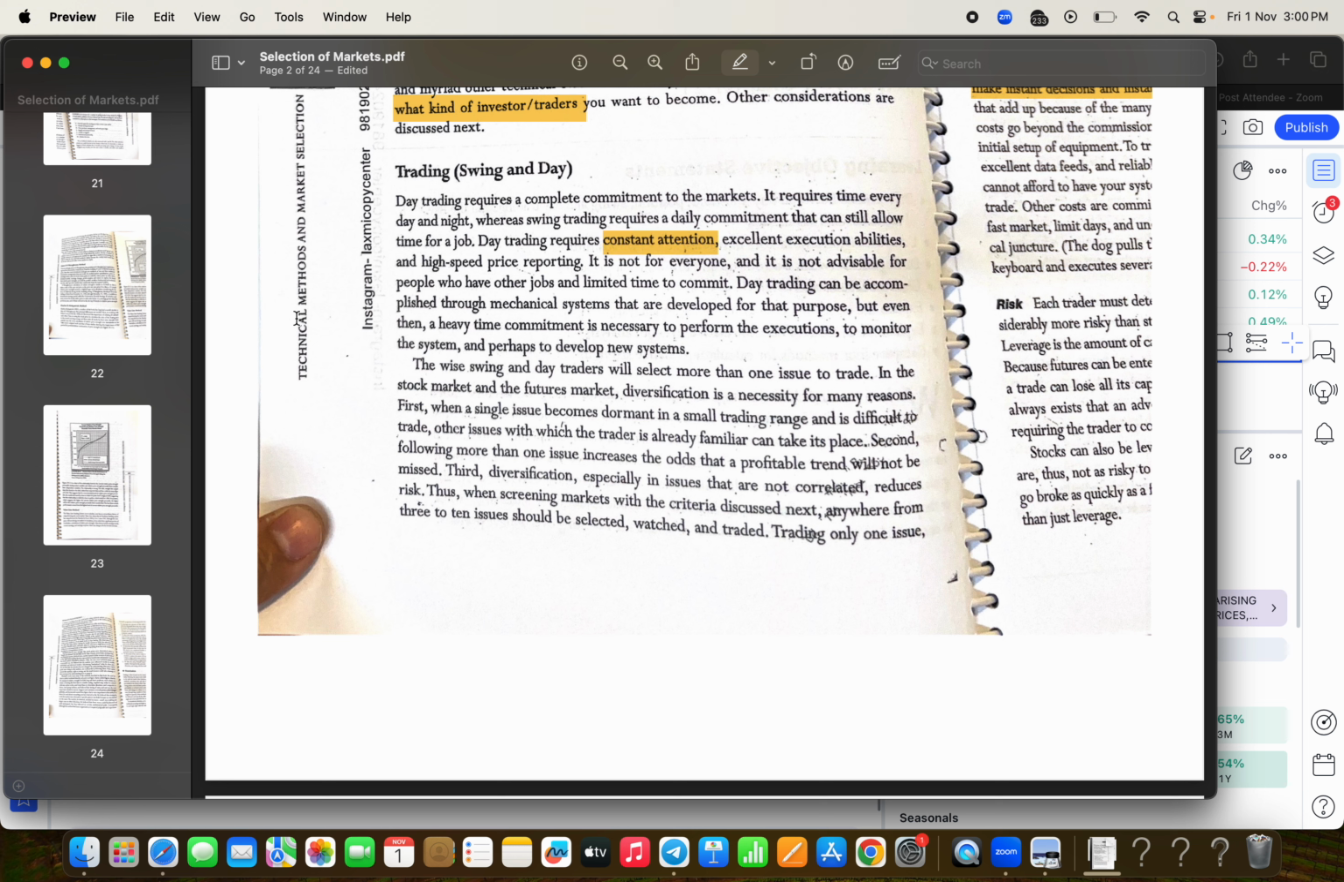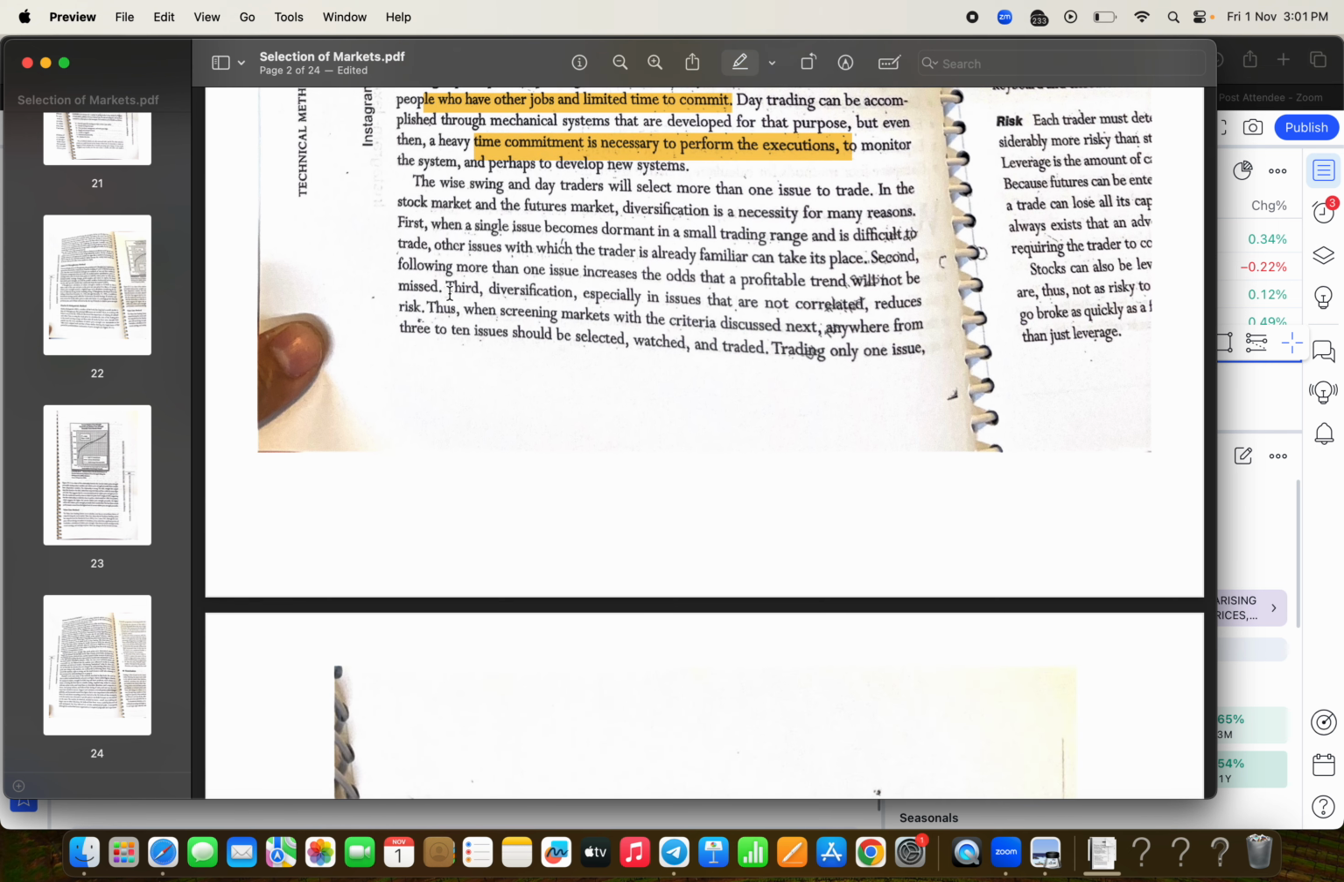You need to be in front of the charts during the timings, right? Excellent execution abilities and high speed price reporting. It is not for everyone, and it is not advisable for people who have other jobs and limited time to commit. Day trading can be accomplished through mechanical systems that are developed for that purpose, but even then, a heavy time commitment is necessary to perform the executions, to monitor the system, and to develop new systems.